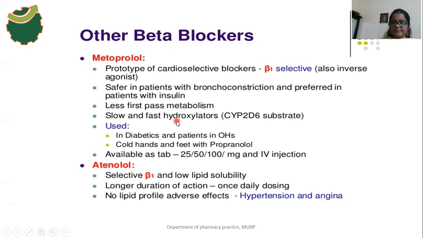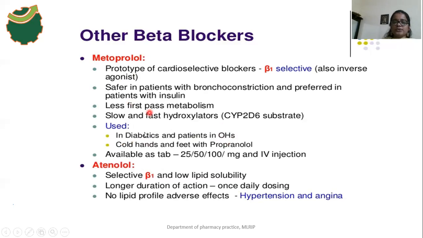The drug has less first pass metabolism, which means the bioavailability of metoprolol is also very high, and it is used in diabetes patients and asthma patients. Metoprolol is metabolized with the help of cytochrome P450-2D6, an enzyme required for the metabolism of metoprolol. It is used in diabetic patients who are taking oral hypoglycemic agents, OHS, which are used for the treatment of diabetes.